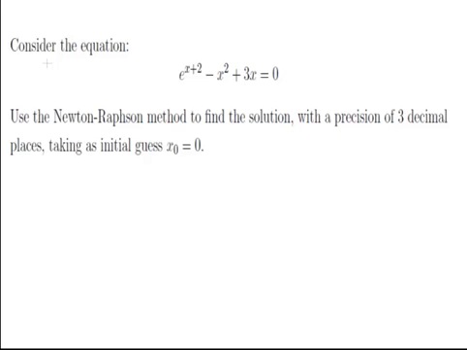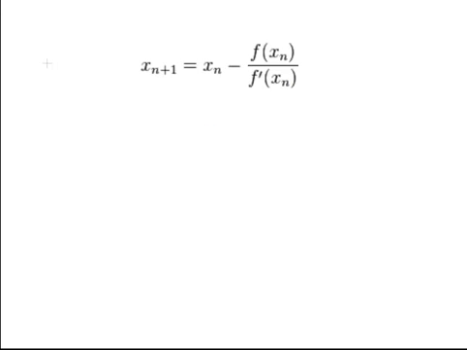Consider the equation e to the power of x plus 2 minus x squared plus 3x equals 0. Use the Newton-Raphson method to find the solution with a precision of 3 decimal places, taking an initial guess x0 equals 0.